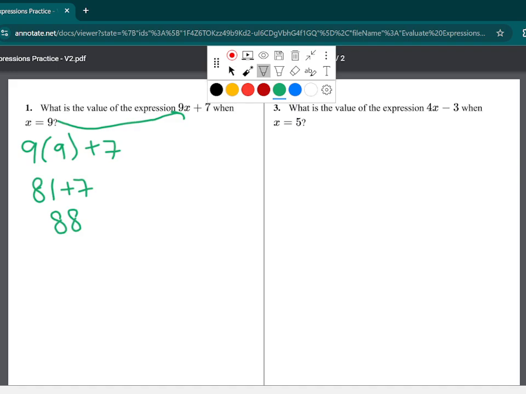What's the value of the expression 4x minus 3 when x equals 5? So again, we're going to take our 5 and put it in where x is. Put parentheses around it. 4 times 5 is 20, minus 3 is 17.